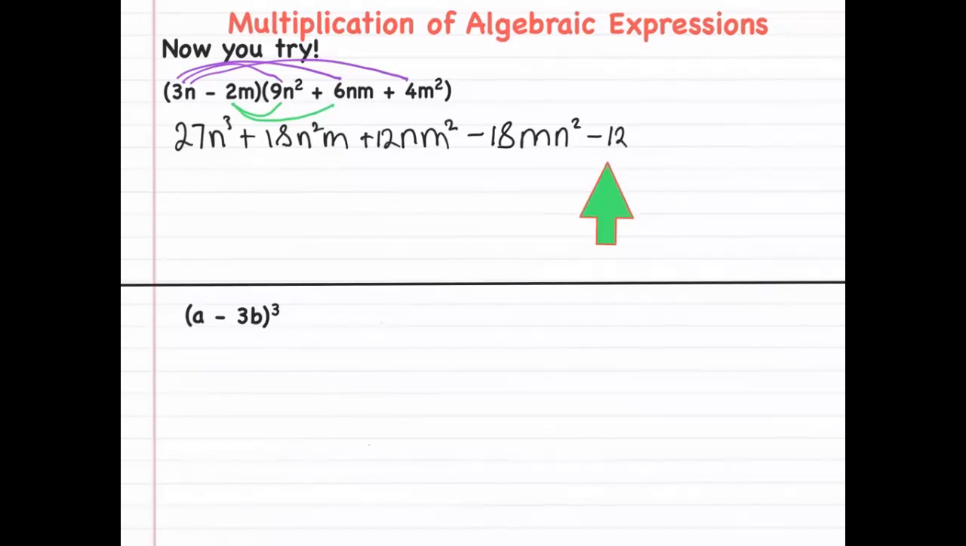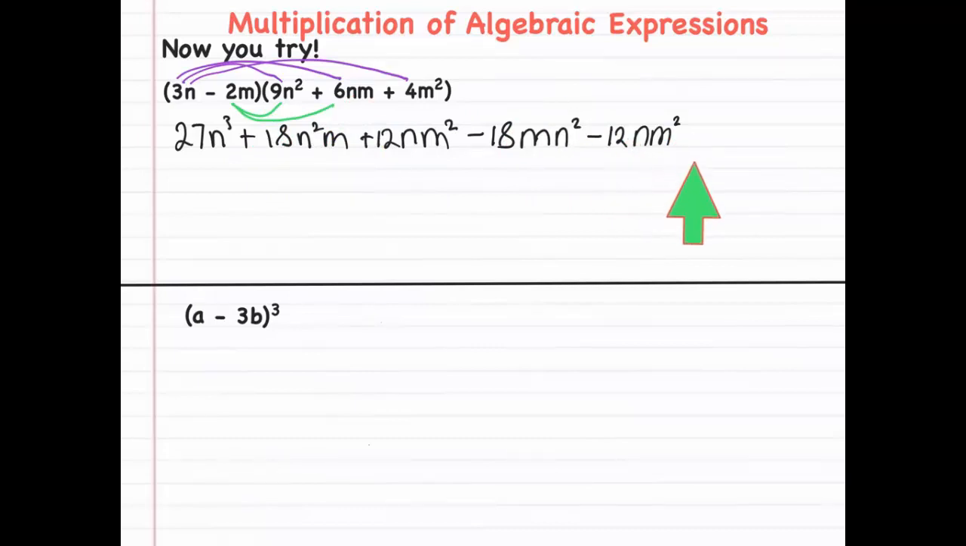And then we have m times nm. That gives me nm squared. Nm squared, right? Okay, because m times m, write the m. 1 plus 1 is 2. And then what about the n? Write the n down, right?